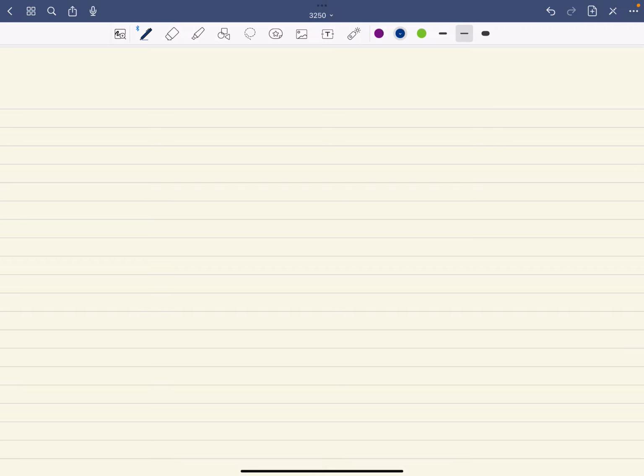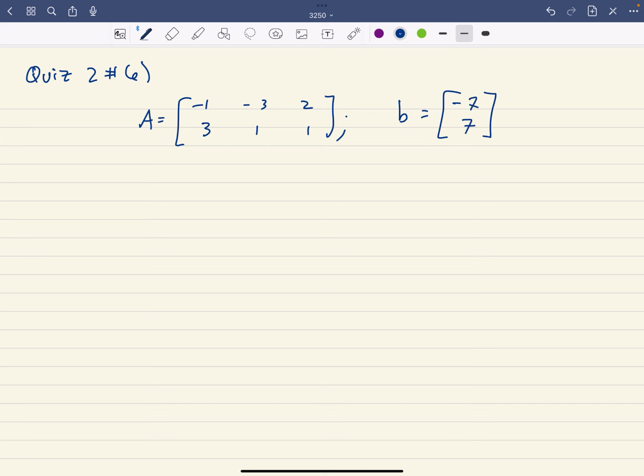So here I want to tackle, I've been asked multiple times about quiz 2 number 6, and this is the one where they give you the matrix. In this case, I'm going to use the matrix -1, -3, 2, 3, 1, 1. They give you a column matrix, and they call it B, and they ask you to write B as a linear combination of the columns of A.